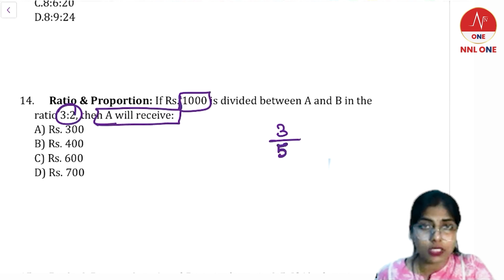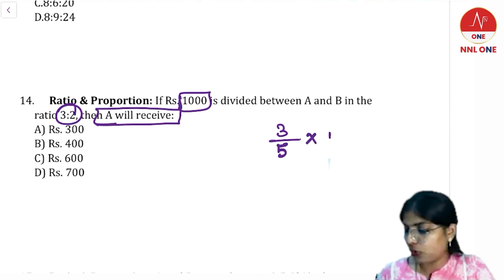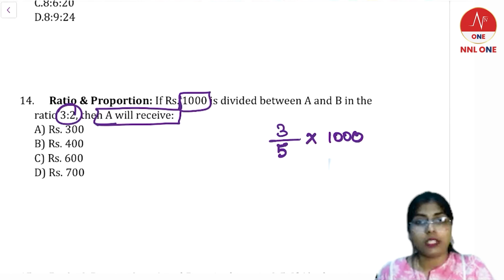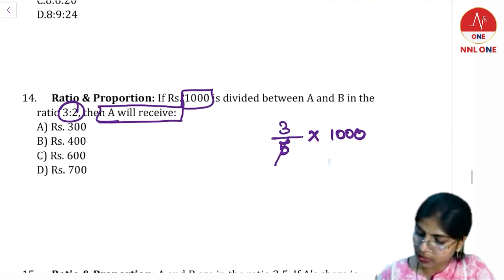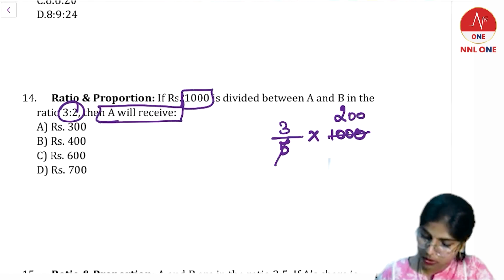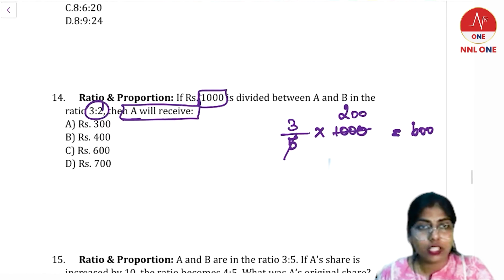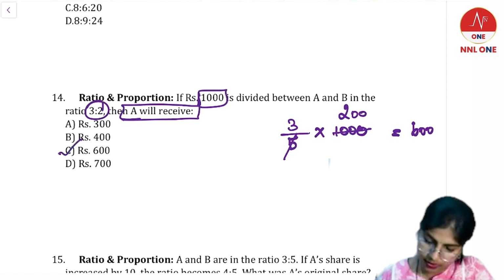Since they are asking how much A will receive, we are going to multiply it by 1000. That is the total amount. And now we are going to cancel it. 5 into 2 is 10. So the answer is 600. So the answer for the 14th question is that A will receive rupees 600.